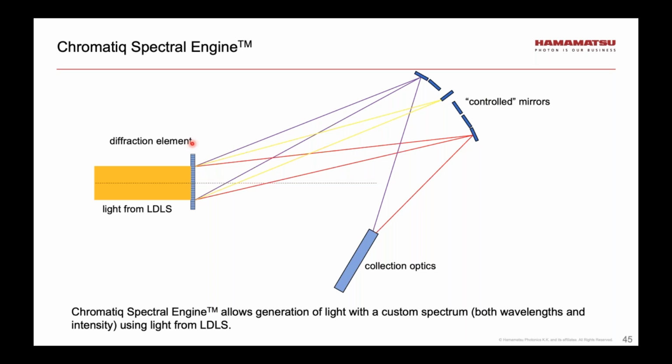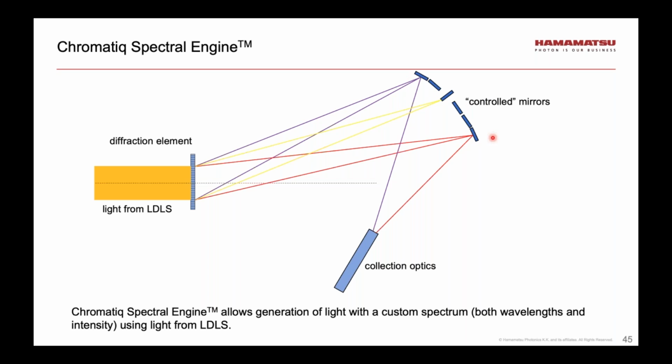Now, the other application, which actually is the device that EQ also offers, is known as the chromatic spectral engine. And this is a very fascinating application of our LDLS. So basically, it consists of light from LDLS, and we have some diffraction element. In this drawing here, it's in the transmission mode, but it could be in the reflection mode.